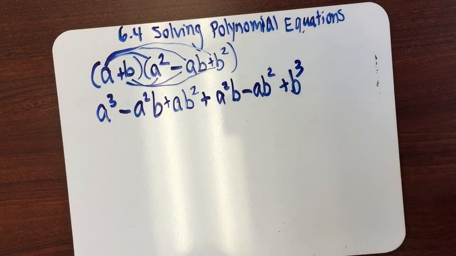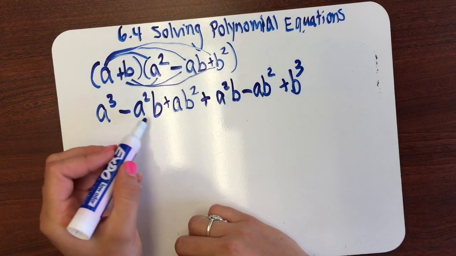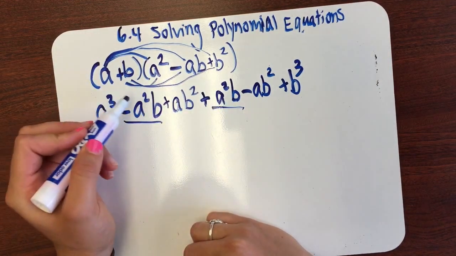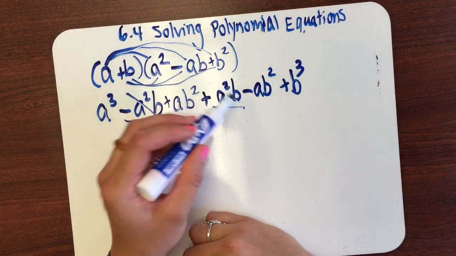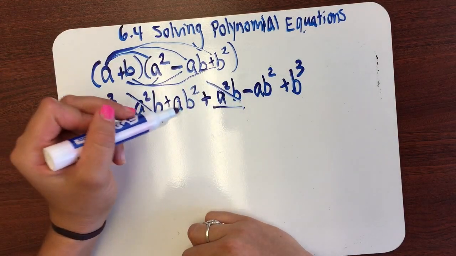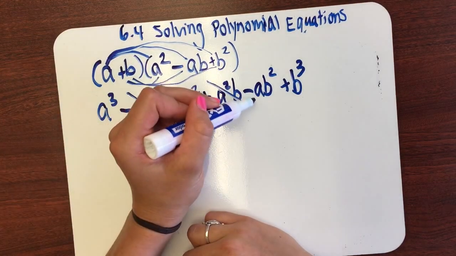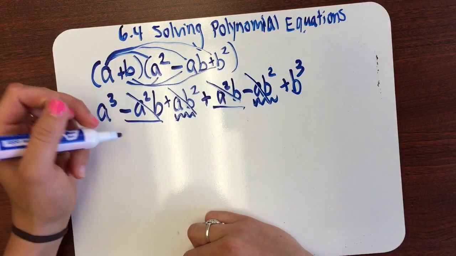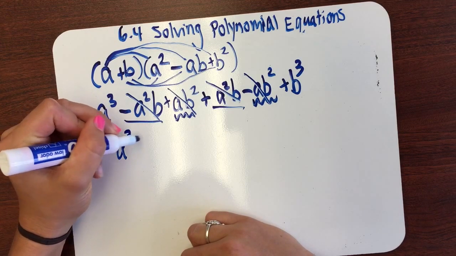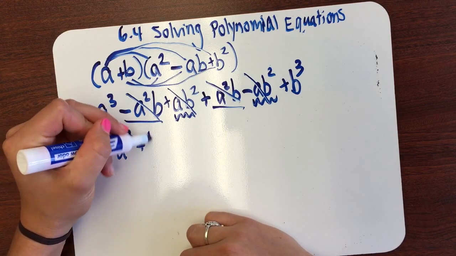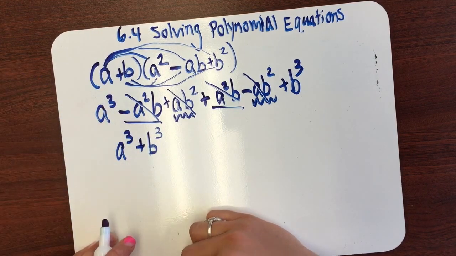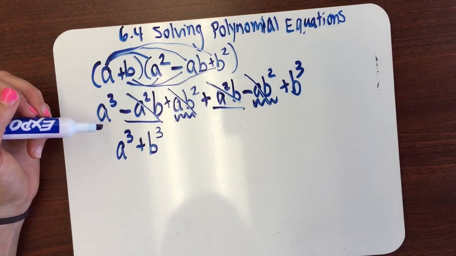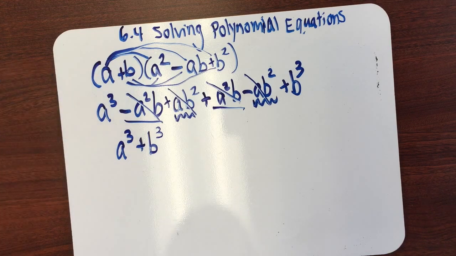So now we're going to go ahead and combine our like terms here. I have a negative a squared b and a positive a squared b. Those are going to cancel out. I have an ab squared minus an ab squared, also going to cancel out. And therefore we are left with a cubed plus b cubed. So therefore this is going to be our sum of cubes.